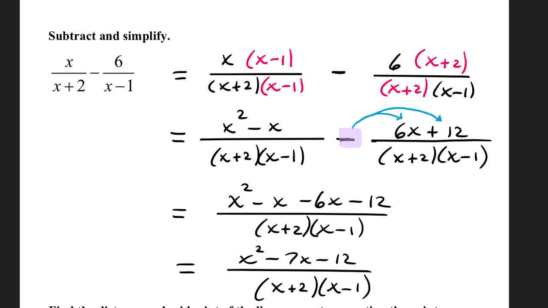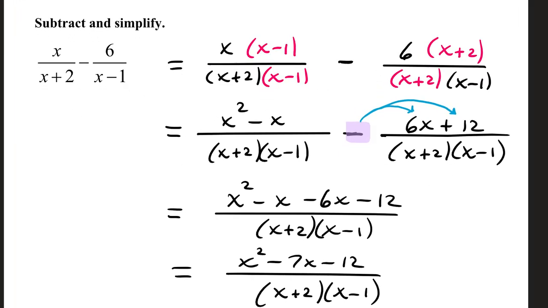Where it gets rough is if you're asked to subtract and you don't have a common denominator. x over x plus 2 minus 6 over x minus 1. If your denominators don't match, then we're going to use multiplication by a well-written 1 to create a matching denominator. The easiest way for me to tell you to do it is take the denominator you already have and multiply in the denominator that you don't have.